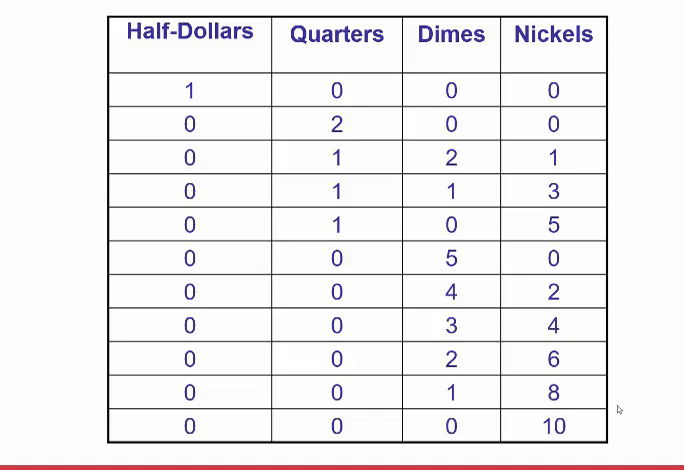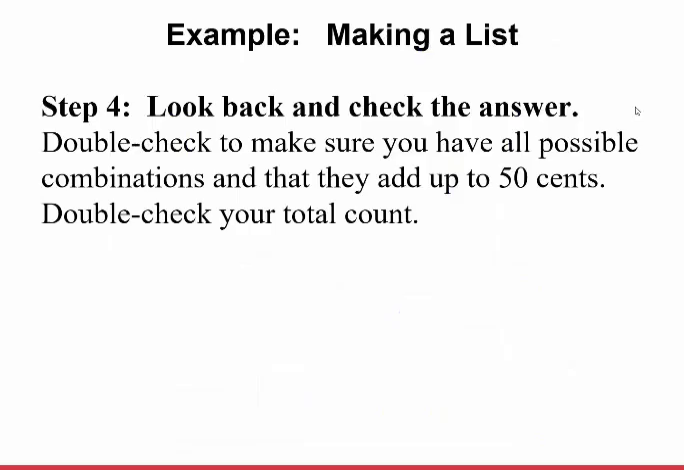or I can do it with just 10 nickels. So notice how I started with the half dollars, then moved down to the quarters, decreasing it, then to the dimes, decreasing dimes, and then the nickels, decreasing nickels. So it looks like there I'd have to count 1, 2, 3, 4, 5, 6, 7, 8, 9, 10, 11. There's 11 different ways this could happen.